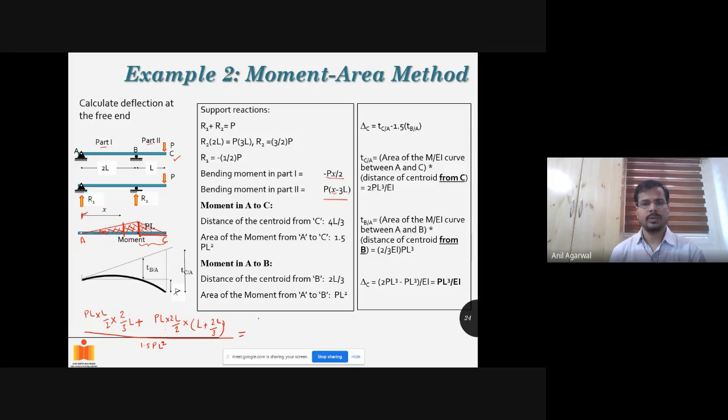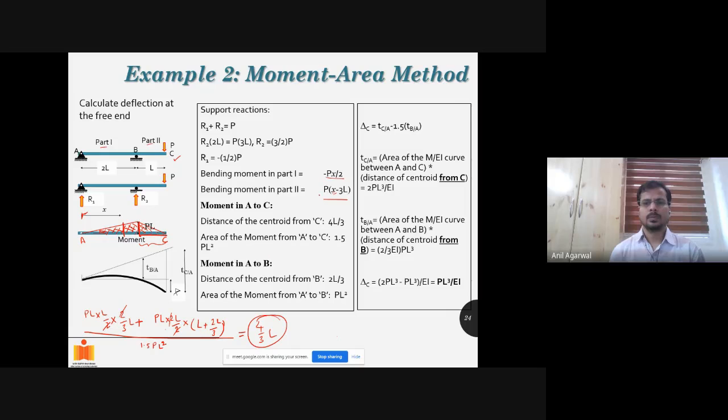So if you solve it, you will get 4 by 3L. Can somebody quickly check whether it is 4 by 3L? See, this 2 and 2 will cancel out. So you got PL cube by 3. This 2 and 2 will cancel out. You got 1 plus 2 by 3. 1 plus 2 by 3 is 5 by 3. 5 by 3 plus 1 by 3, 6 by 3, that is 2. So 2 on the numerator divided by 1.5. So 2 divided by 1.5 is equal to 4 divided by 3. That's what you get.